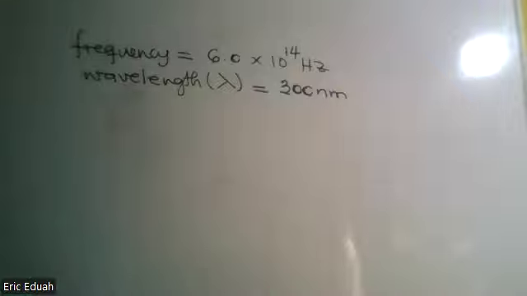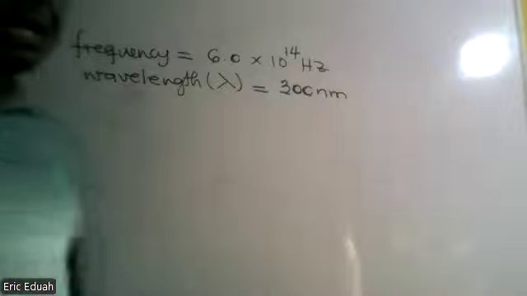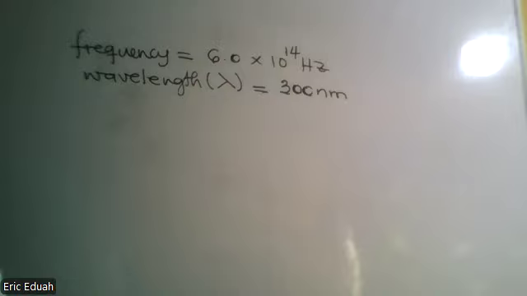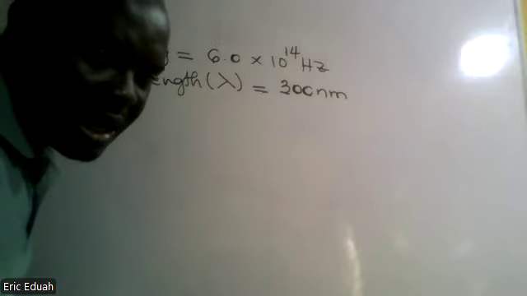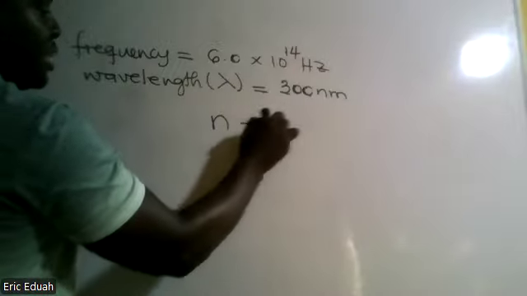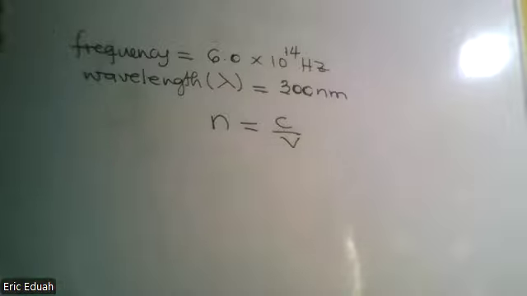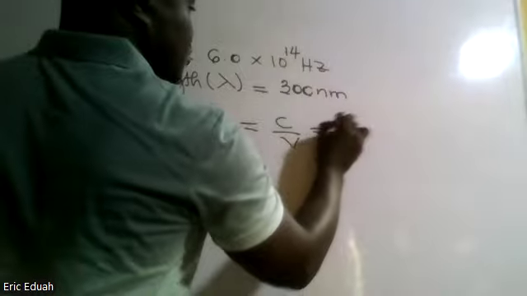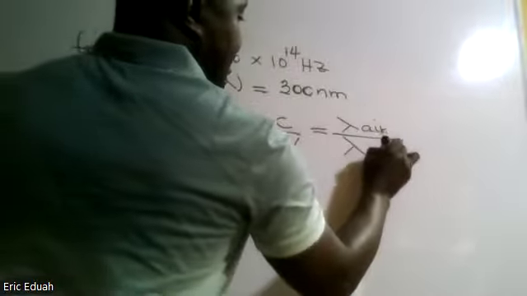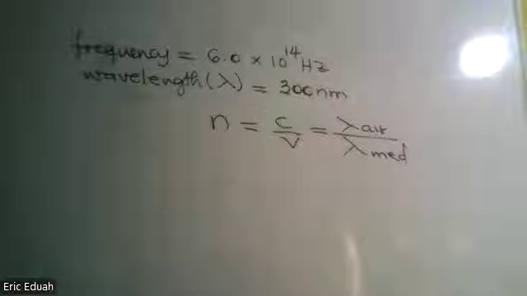So the refractive index of the material. Here we earlier learned about absolute refractive index. An absolute refractive index n or mu can be c over v. This is also equal to lambda in air over lambda in a medium. So we can use these two possibilities to find the absolute refractive index.